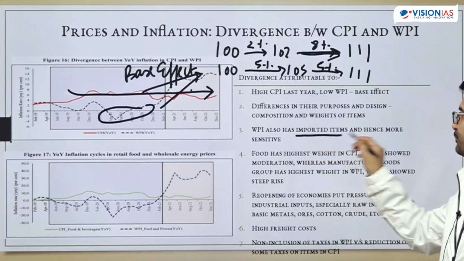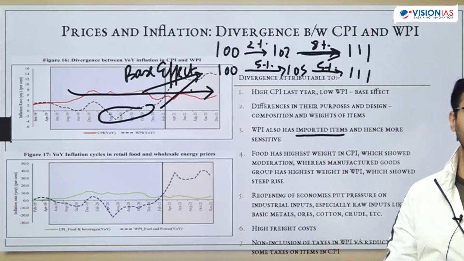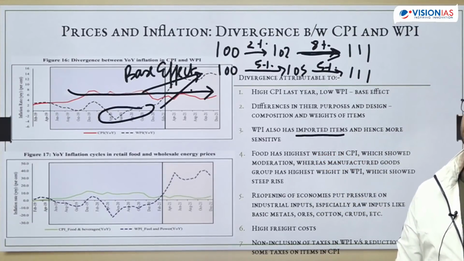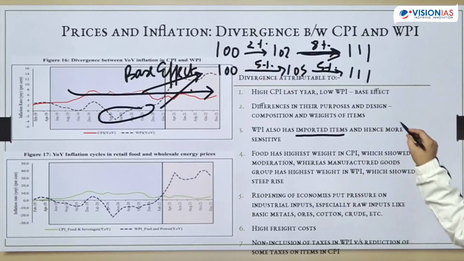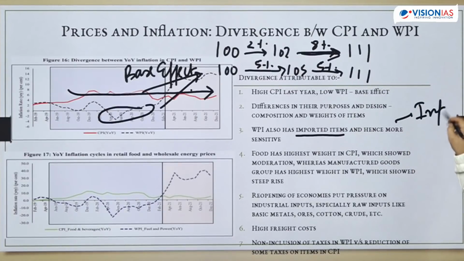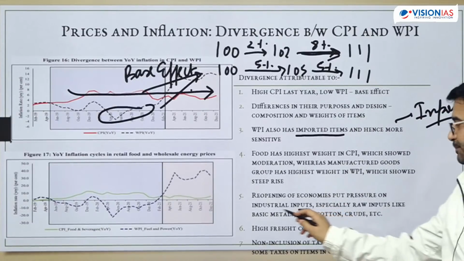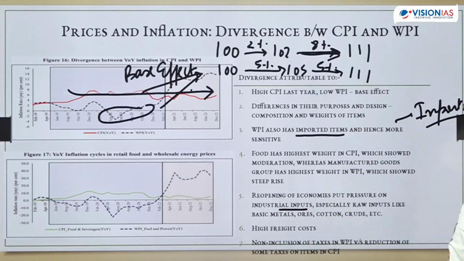WPI has a lot of imported items and hence it is more sensitive to that. Manufactured goods have so many imported items, therefore there is imported inflation. So it is more sensitive. When economies reopened, that put pressure on industrial inputs, especially raw inputs like basic metals, and therefore that has caused an increase in WPI more as compared to CPI. Higher freight cost, as in why WPI has higher freight cost, we have discussed this.